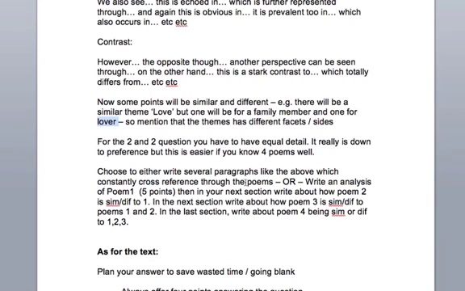Choose to write several paragraphs, or write an analysis of poem 1 in your first section. Then, in the next section, say how poem 2 is similar or different, a couple of points, and the next one about how 3 is similar or different to 1 and 2, again just a couple of points, and in the last section write about how 4 is similar or different to 1, 2, 3. Obviously, if you're just doing the 2-part question, then you're just going to compare the poems equally, 4 or 5 points each all the way through.